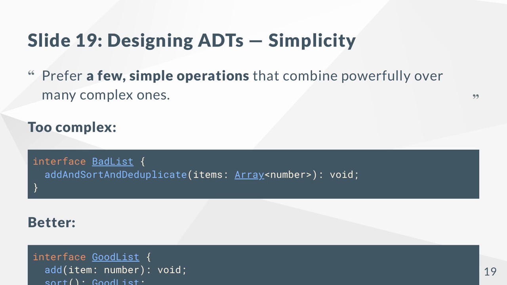It is hard to understand, hard to test, and inflexible. A better design separates those concerns into three operations: add, sort, and deduplicate. Each does one thing clearly. Now, a client who only wants to add does not have to trigger a sort they do not need, and a client who wants to sort without deduplicating can do that too. Simpler operations compose more cleanly. They are also easier to test because you can test each operation in isolation. When designing an ADT, ask yourself, can this operation be broken down? If yes, it probably should be.